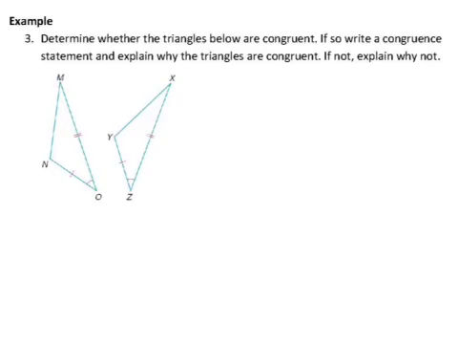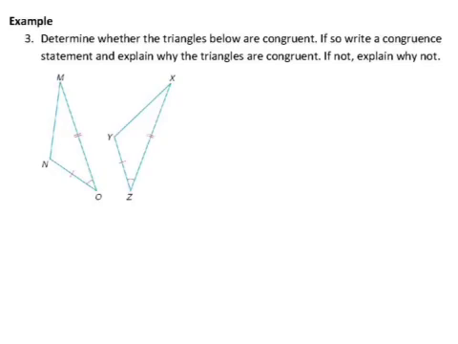Example 3 states that we want to determine whether the triangles below are congruent. If so, we'll write a congruent statement and explain why the triangles are congruent. If not, we'll explain why not. Now, looking at this first triangle, we have triangle MNO such that angle O is congruent to angle Z. And also, angle O is the included angle of side NO and side MO.